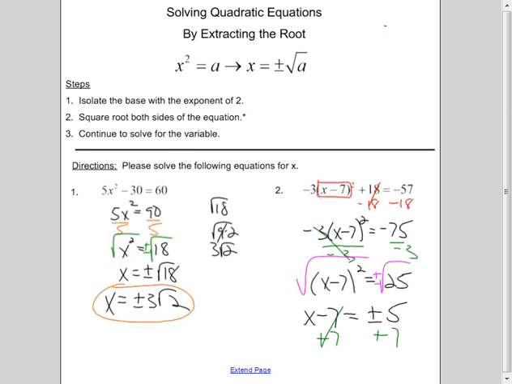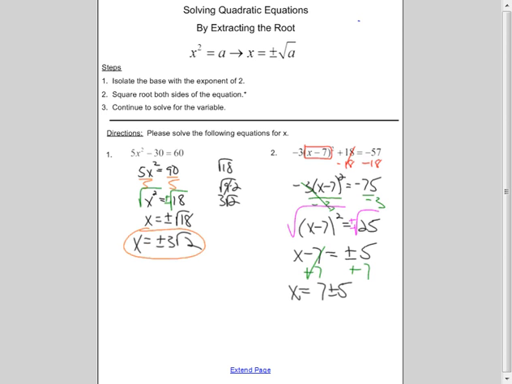And as I go to write this, I'm going to rearrange the order. Instead of writing plus or minus 5 plus 7, I'm going to write my 7 plus or minus 5. Then I'm going to split that into two answers, because it's in fact two numbers, 7 plus 5 and 7 minus 5, which gives me 12 and 2.